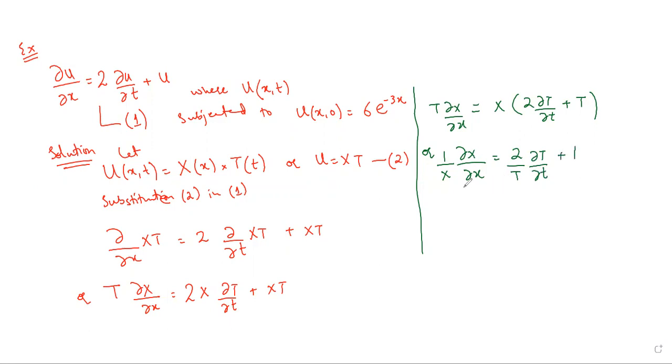So basically, you can see here, this is the form that has separated variables. On the left hand side, you can see only x as a variable. On the right hand side, you can see only t as a variable. So this is the variable separable form.